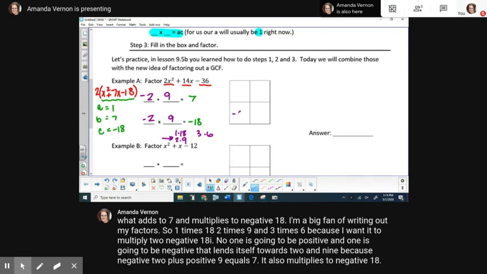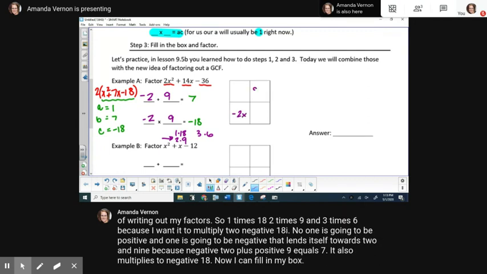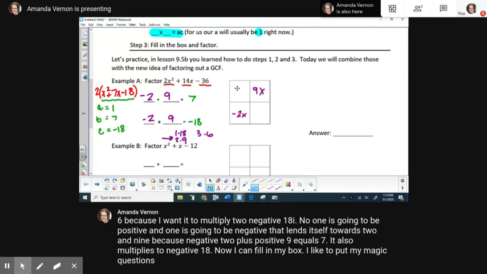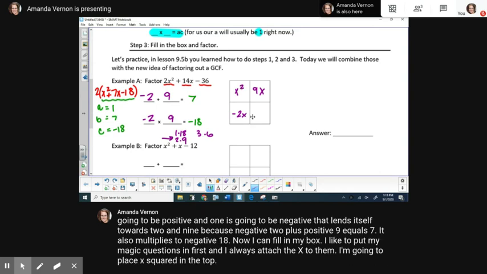Now I can fill in my box. I like to put my magic questions in first, and I always attach the x to them. I'm going to place x squared in the top left-hand box and negative 18 in the bottom right.